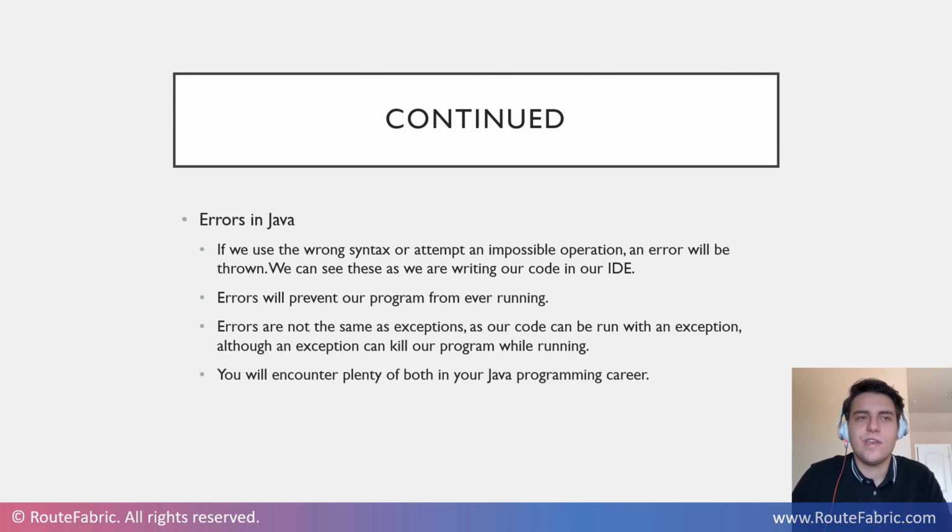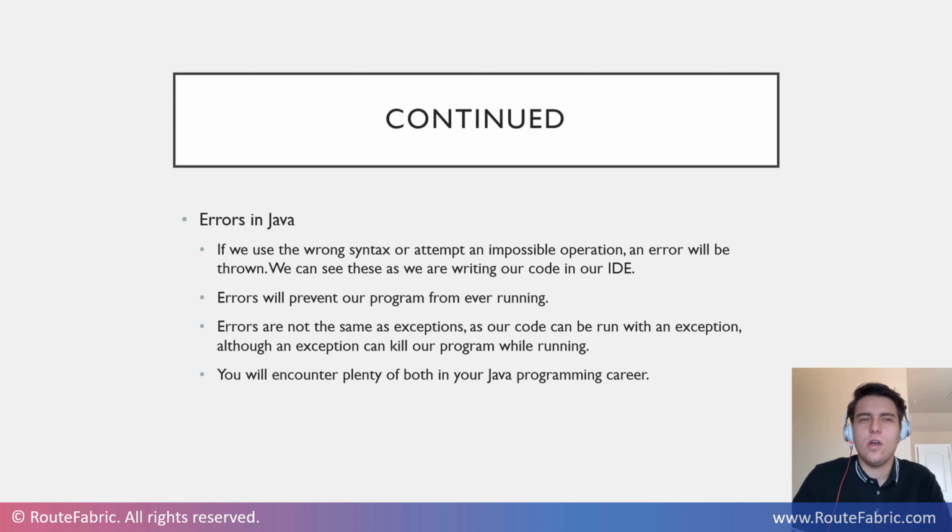All right, programming in Java continued. So errors. What is an error? If we use the wrong syntax or we attempt an impossible operation, an error will be thrown. The nice thing about an IDE is we can actually see the errors as we're writing our code. We'll be typing away, and before we even run it, it'll tell us, hey, this is going to cause an error and your program's not going to run. We can see this in real time as we're writing our code. Errors will prevent our program from ever running. So if our program has an error in it and we try to run it, it's not going to work.